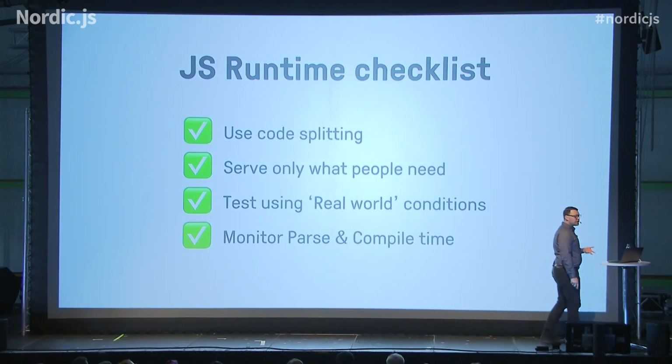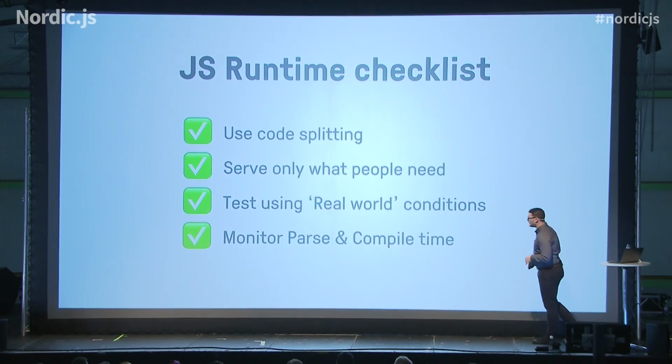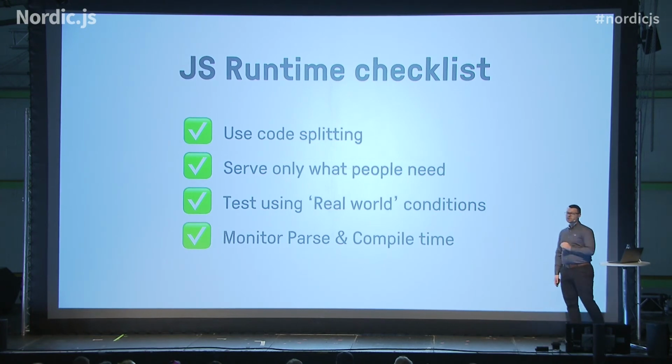So to give you a little checklist for JS, I'd say definitely try out code splitting, serve only what people need, test using a real device, get that Moto G4, slow down your browser, do all of those things, and monitor parse and compile time, because it's one of those hidden costs that people kind of aren't seeing.